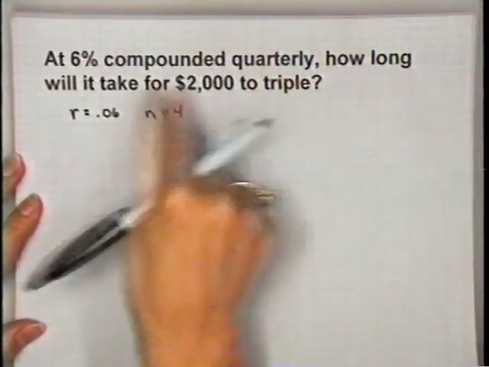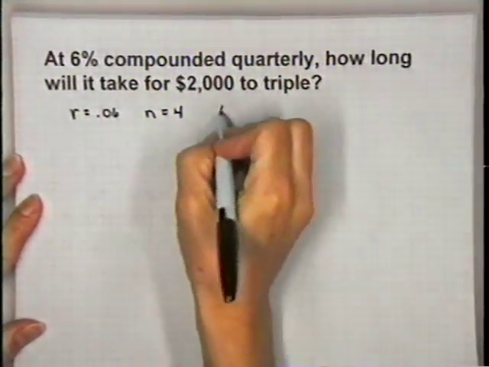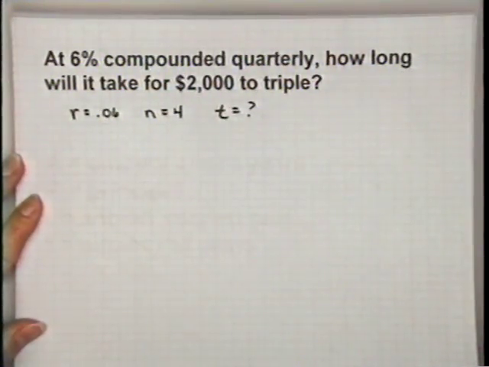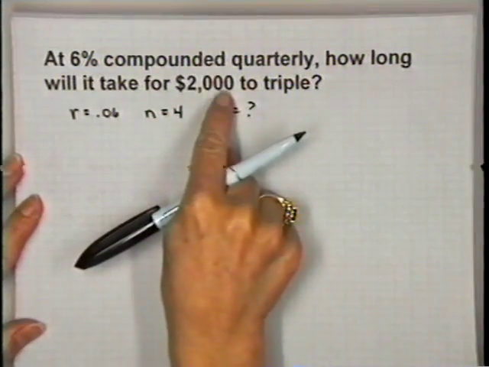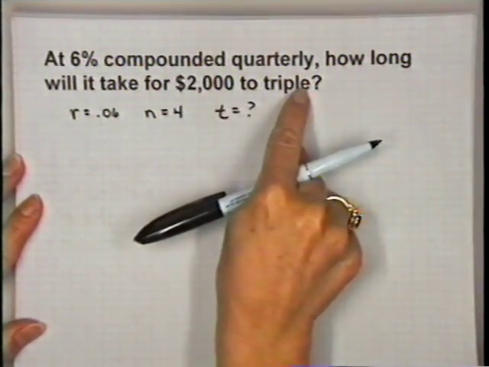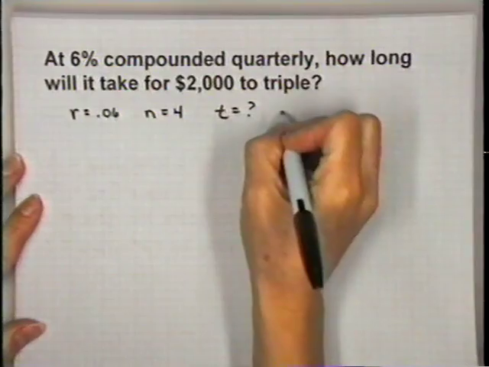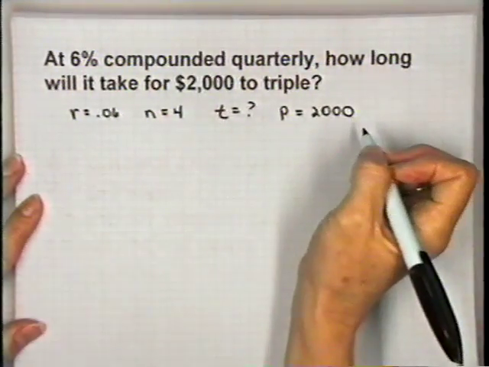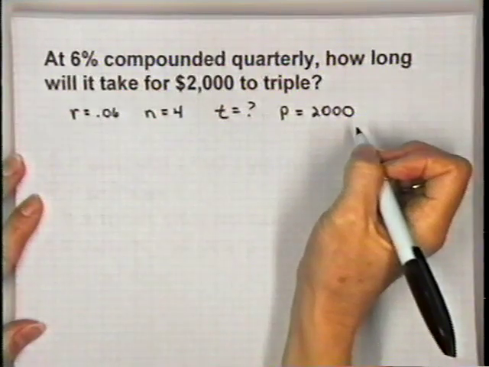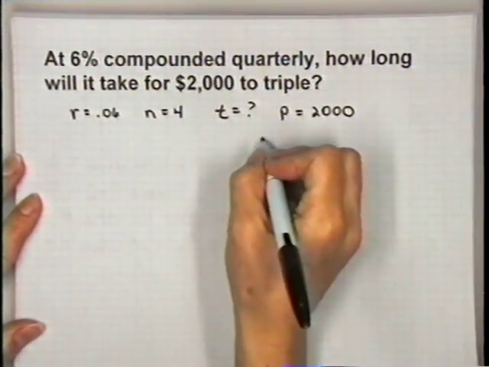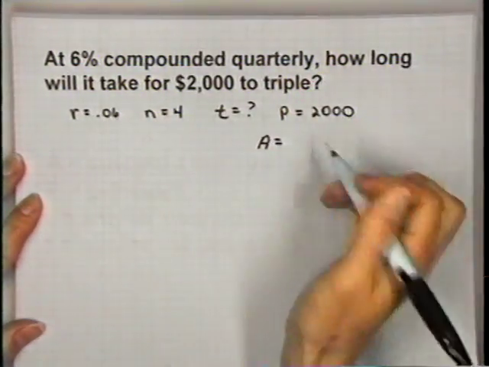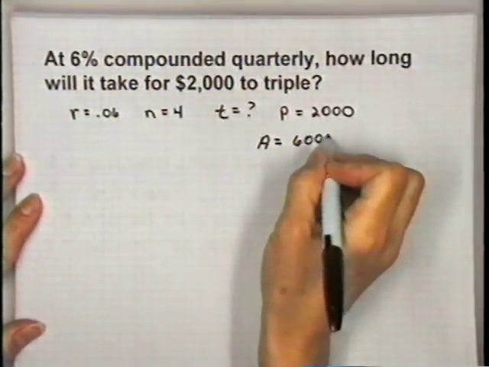Notice the question, how long? We don't know. T, that's what we're trying to find out, isn't it? But what is this 2,000? We want this 2,000 to triple. So 2,000 is our original principal. And what do we mean by wanting it to triple? That means at the end of this time period, however long it takes, we want the amount to be 3 times this, or $6,000.